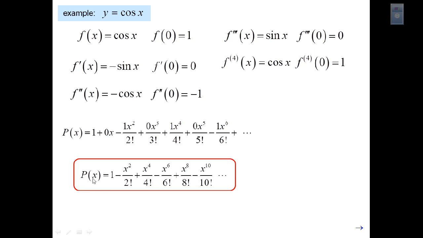Now, here's the thing. The way I remember this is I remember that cosine is an even function. And guess what my polynomial powers are? They're all the even ones. That's just a little trick to try to remember. You can use it if you want to. You don't have to.